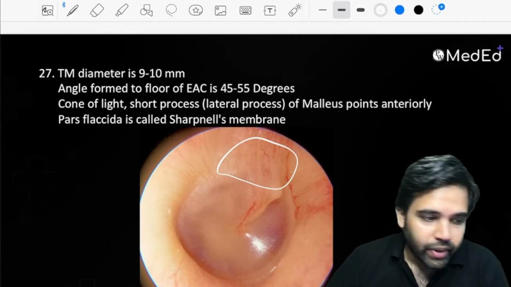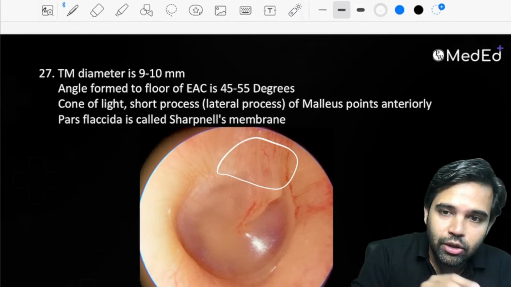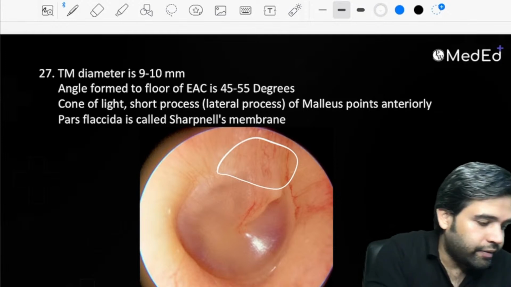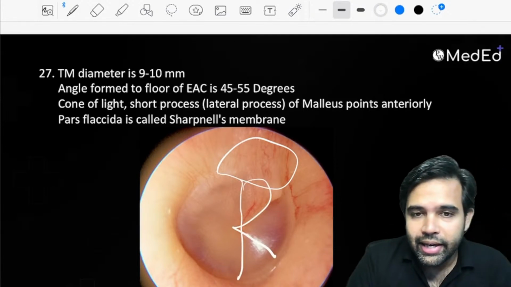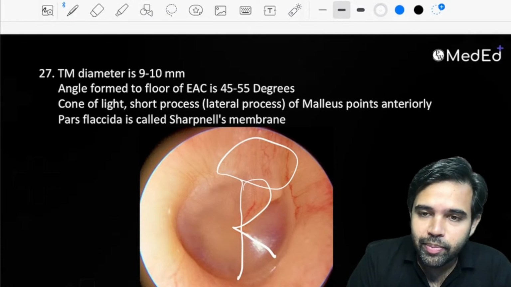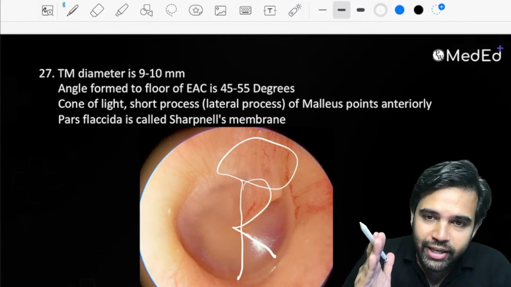Cone of light is one way. Whether this is a right or left ear, one of the ways I remember it is that the cone of light forms the R if it is right. So if I draw a line like this, then it looks like an R, it is right. The illogical way, some people prefer that, but if you want to use a logical way, then the cone of light is always pointing anteriorly.